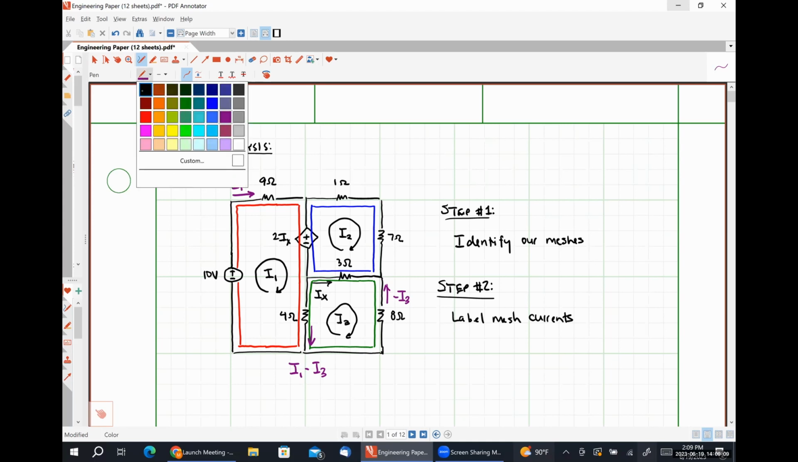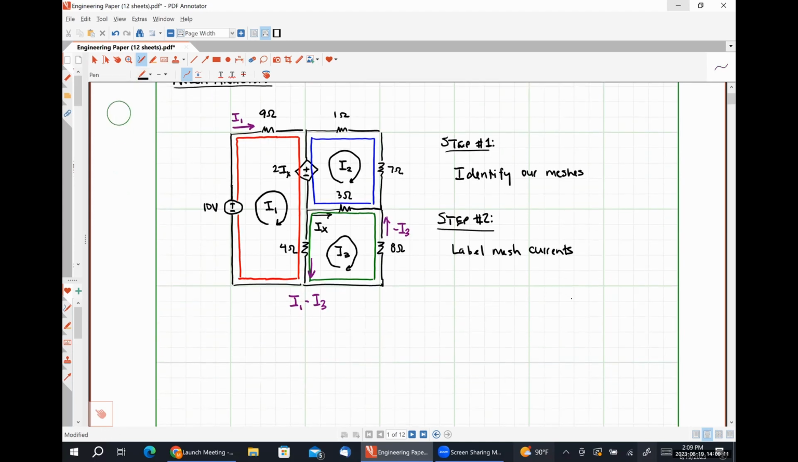So our 3rd step is going to be one of those easy to forget steps. We are again going to express our controlling variables in terms of our mesh currents.